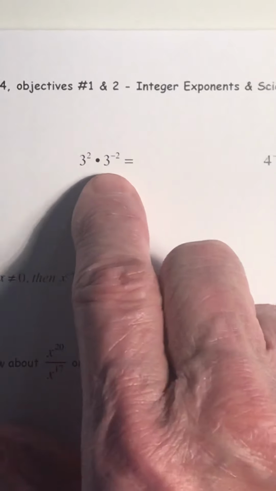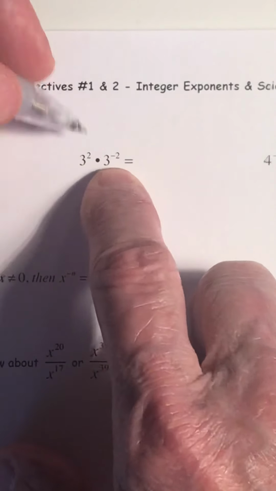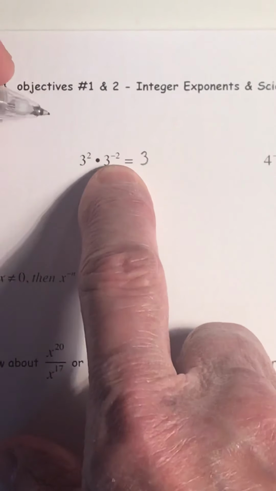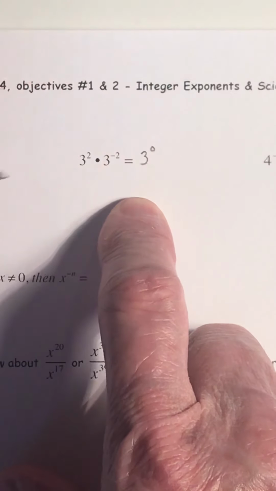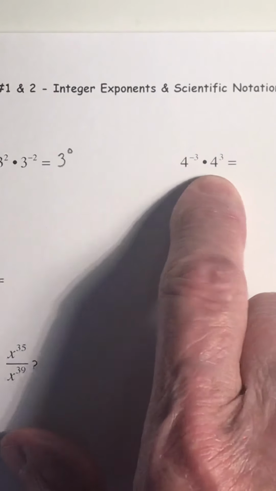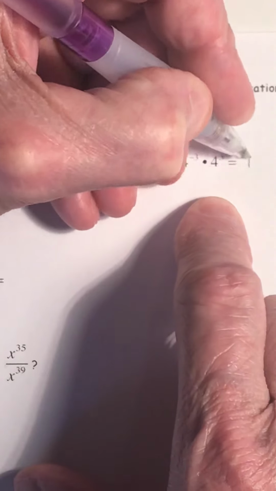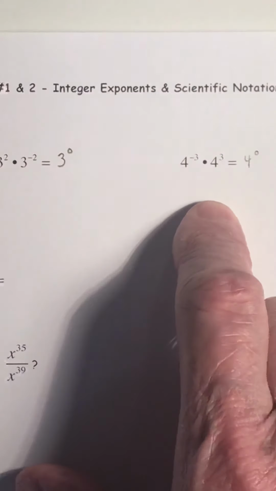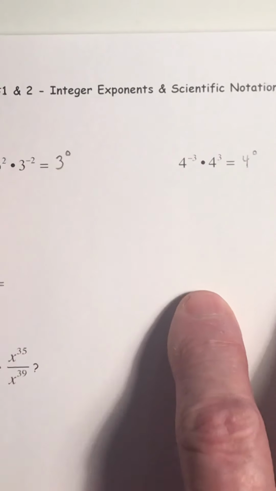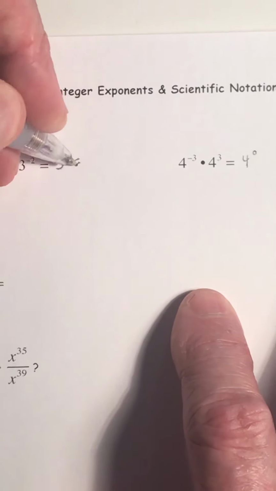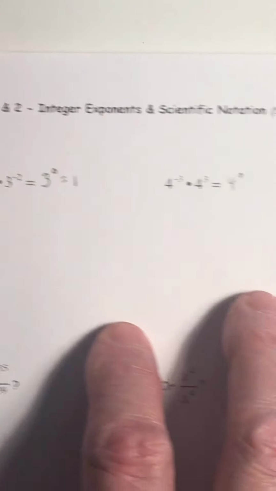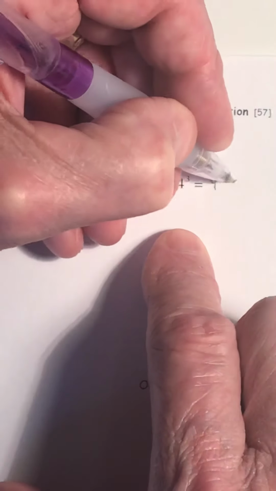We have 3 to the 2 times 3 to the negative 2. What are we supposed to do with the exponents again? Add them. And if you add 2 and negative 2, you get 0. Go to the next one. Add the exponents, we get 4 to the 0. Now, what did we say about the value of something to the 0 power? This is really a 1. When we multiply these together, we got the answer 1.